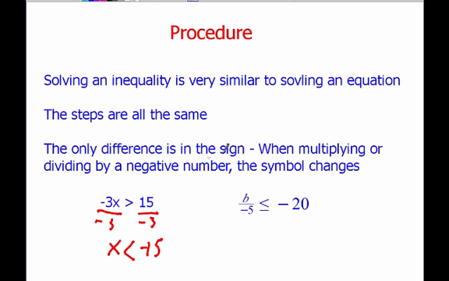So anytime the coefficient of x is negative, we're going to flip the sign. It doesn't matter that this number is negative. That doesn't actually make a difference. The only thing that matters is the number that is with our variable.